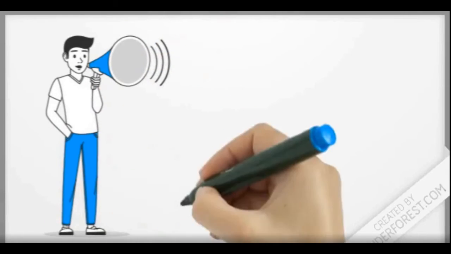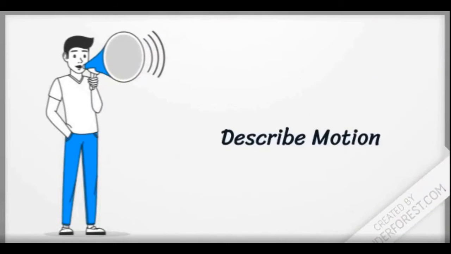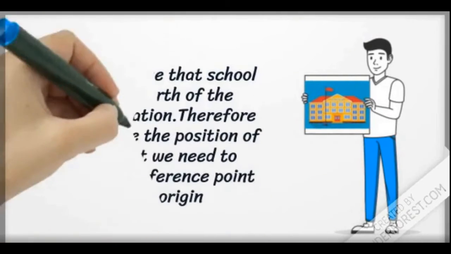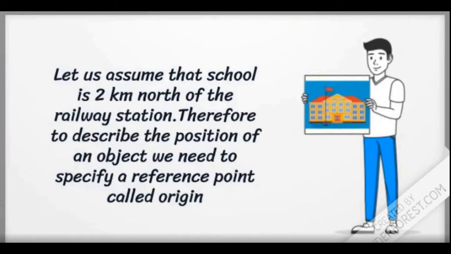So that was the information which we already know. Now let's try to describe motion. Let's do it by considering an example. Let us assume that a school in a village is 2 km north of the railway station. We have specified the position of the school with respect to the railway station. In this example, the railway station is the reference point. We could have also chosen other reference points according to our convenience. Therefore, to describe the position of an object, we need to specify a reference point called the origin.